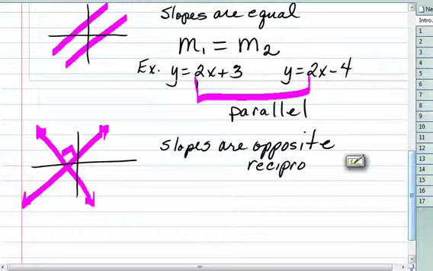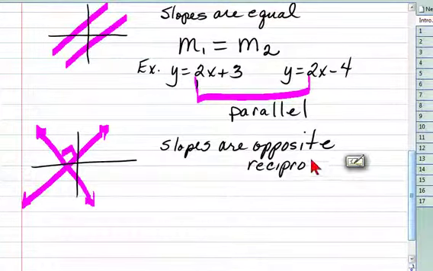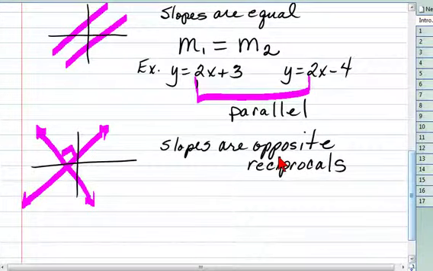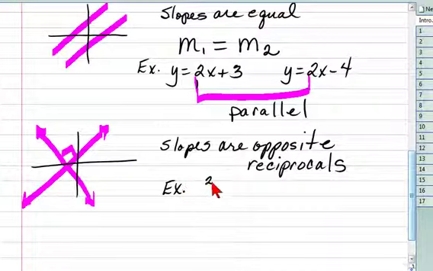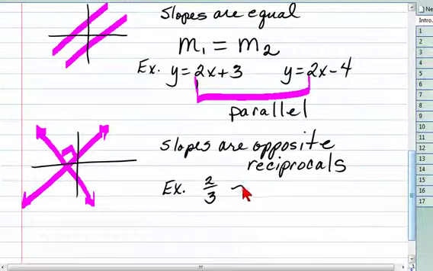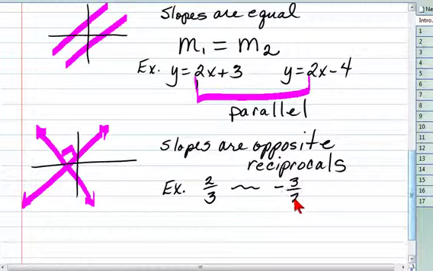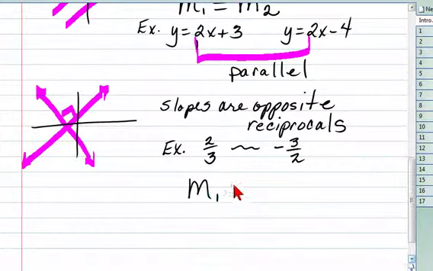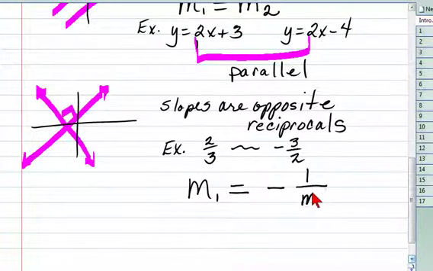Opposite reciprocals. An example would be if one of the slopes is 2/3, the other one would be negative 3/2. On your note sheet, what it says is M1 is equal to the opposite of 1 over M2. Opposite reciprocal.